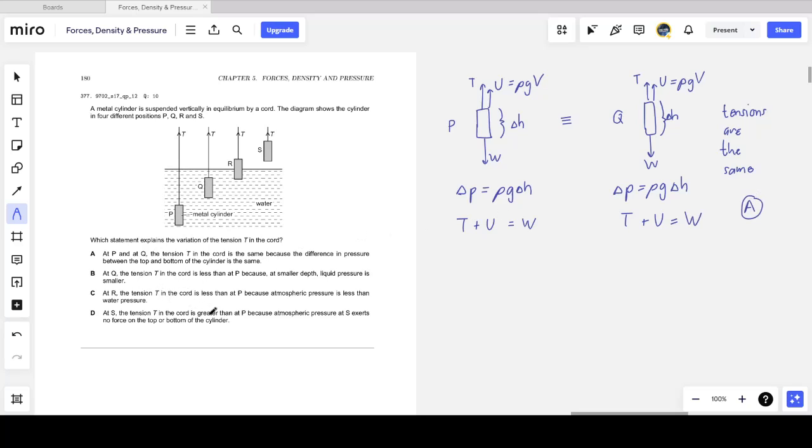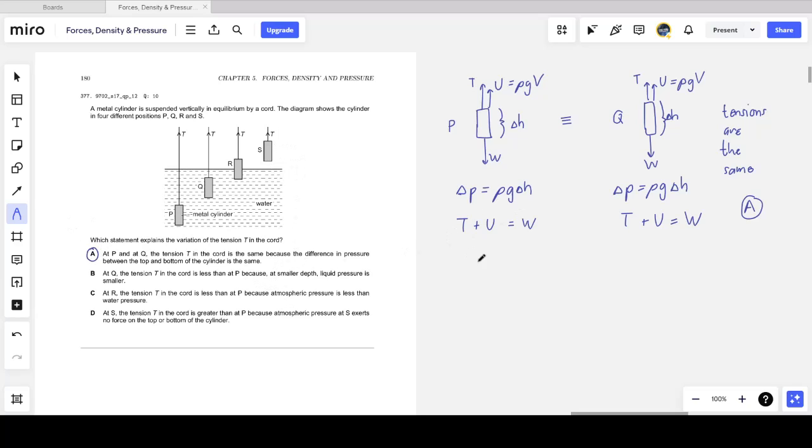Option B says at Q, the tension T in the cord is less than at P because at smaller depth, liquid pressure is smaller. We've already disproved that, so it can't be B. C says at R, the tension in the cord is less than at P because atmospheric pressure is less than water pressure. That shouldn't be the case, especially since at R, we are halfway submerged and halfway above the surface of the water. And D says at S, the tension in the cord is greater than at P because the atmospheric pressure at S exerts no force on the top or the bottom of the cylinder. That's immediately wrong. There is atmospheric pressure on the cylinder at S. So we are left with option A.